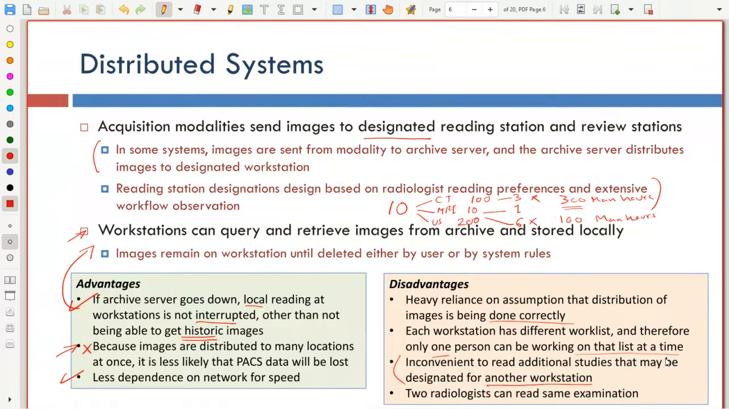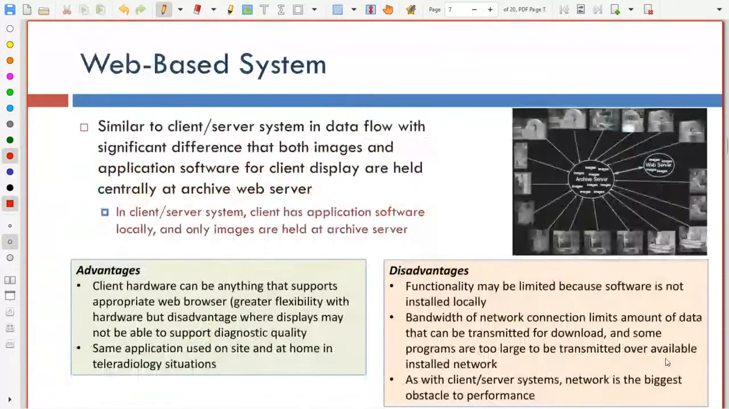As you see, with any engineering solution, you have a trade-off. Usually, you have advantages and you have disadvantages at the same time. So you have to choose a system that would best fit the kind of workflow and the kind of radiology department that you might have in your hospital, for example. Any questions?